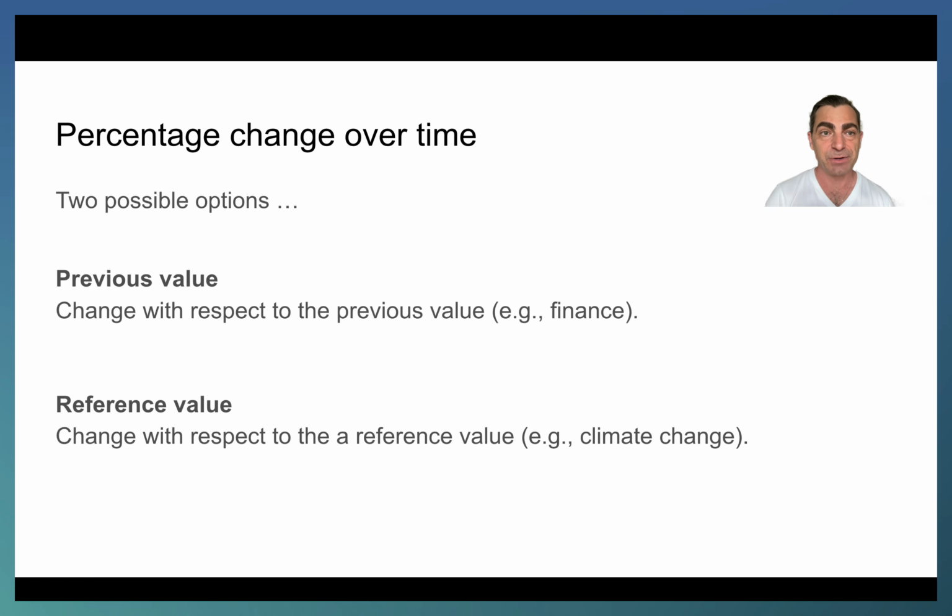But percentage over time can also be change with respect to a constant reference value. For example, in climate change, it's common to look at percentage change with respect to the average across all the years considered. So that change is more like that year is that percentage above or below the reference value. So once again, it's very important to be mindful that when we look at percentages, they can have very different interpretations according to how they are calculated.